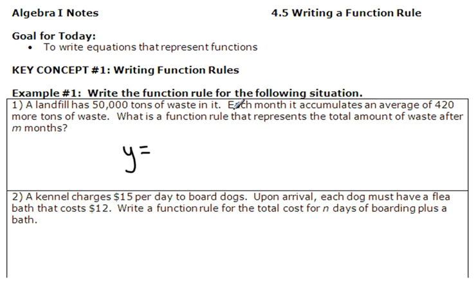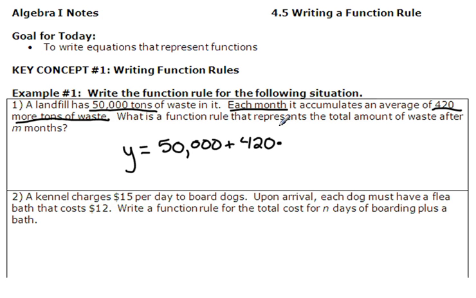Now, we want to figure out the total amount of waste. We know that we're starting with 50,000 tons of waste because it says a landfill has 50,000 tons of waste. Plus, every month, it accumulates 420 more tons of waste. So if I want to write this as an equation, we are starting with 50,000 tons. Plus, every month, we get 420 more tons. So I would take 420 times the number of months that I'm looking at.